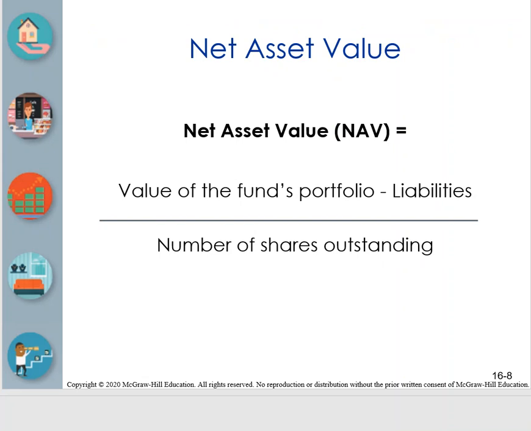Net asset value, as the slide shows, is a simple formula. You'll need to know this for your exam. The numerator is the value of the fund's portfolio, or its assets, minus its liabilities. Think of the balance sheet from earlier. So assets minus liabilities in the numerator. The denominator is the number of shares outstanding that the mutual fund has issued. That will give you the value of each share. And that's the price that the mutual fund company will sell it or buy it back from you at the end of each day.